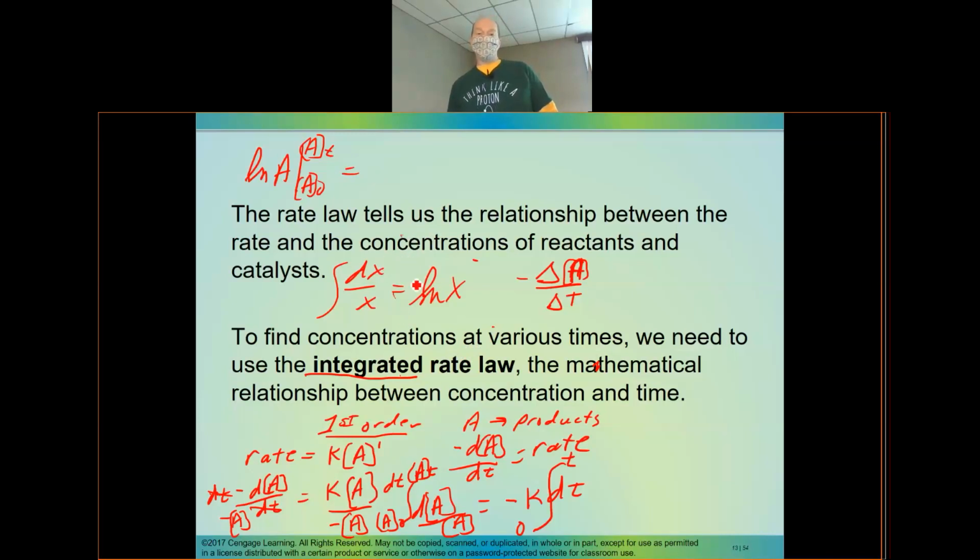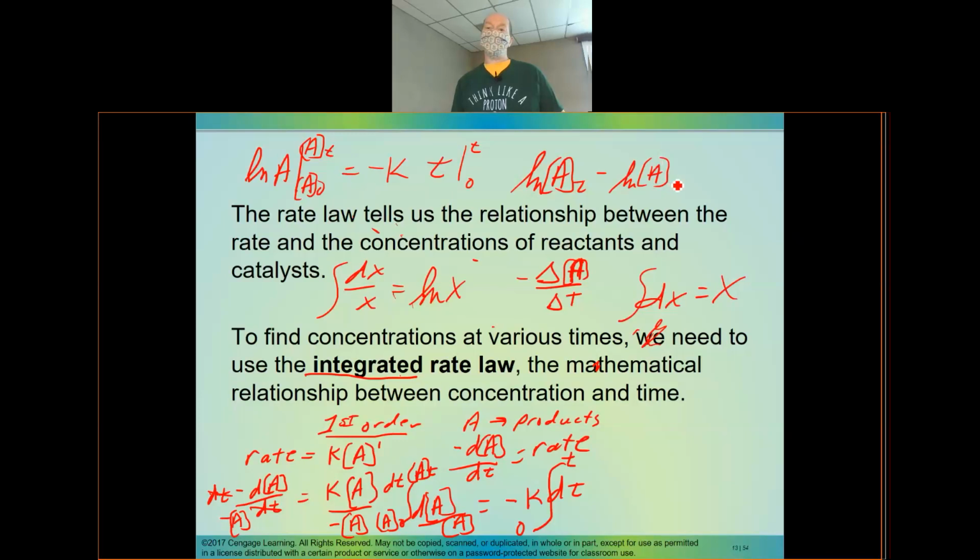All right, and then integration of dx. Anyone know the integration of dx? That is just simply x, and so then you have your negative k here, and then you have your t, integration limits from 0 to t. All right, so when you are done doing your calculus, having all that fun with your calculus, you end up with the ln of A at time t minus the ln of A initial is equal to negative kt.